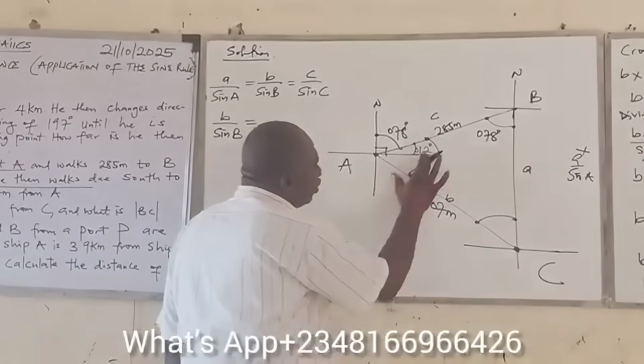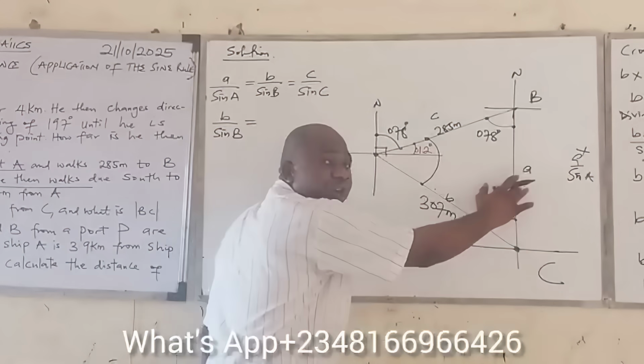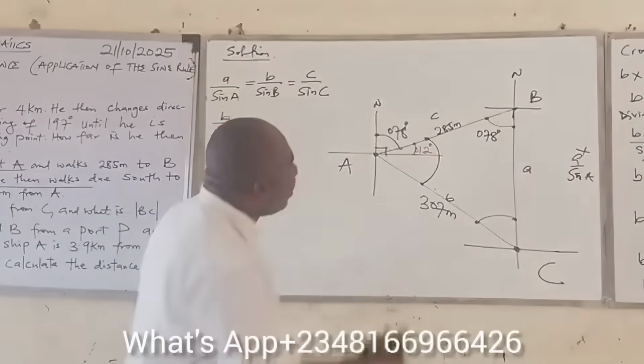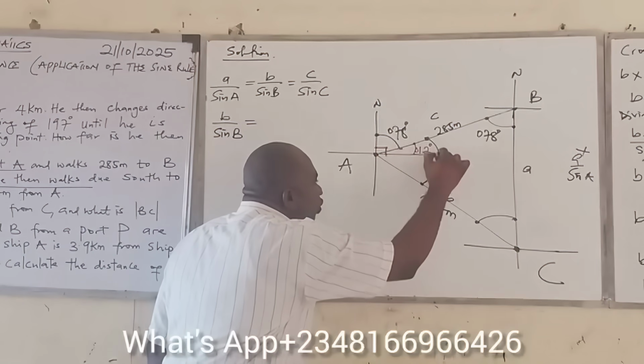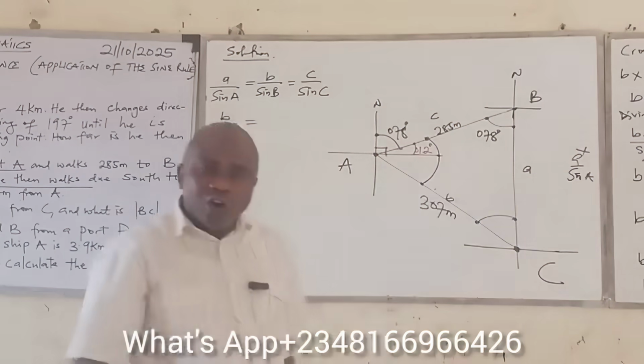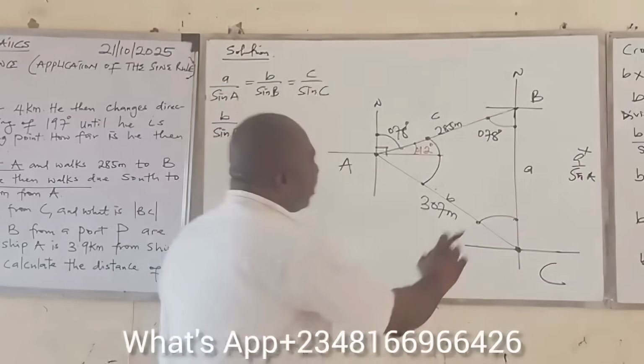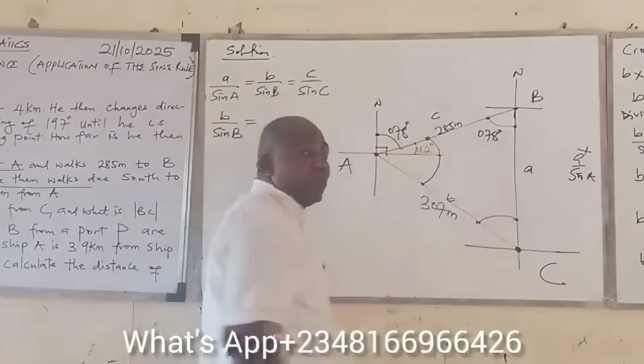Yes, the small a is unknown. They didn't give us the value of small a. And the big A is unknown because this angle 12 is just from this point to this point. So the whole angle A is unknown. So let's calculate for this angle C, since we know our small c.